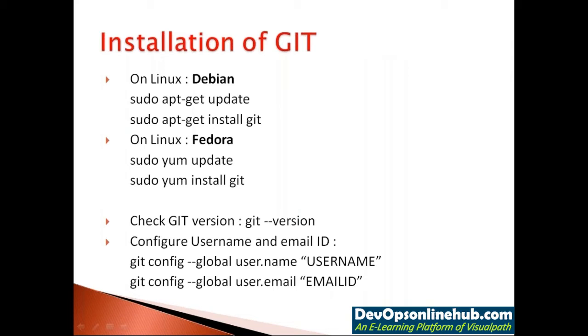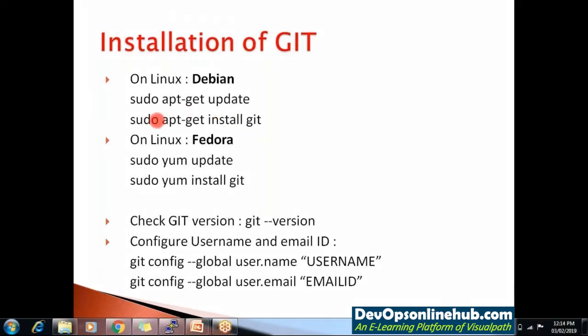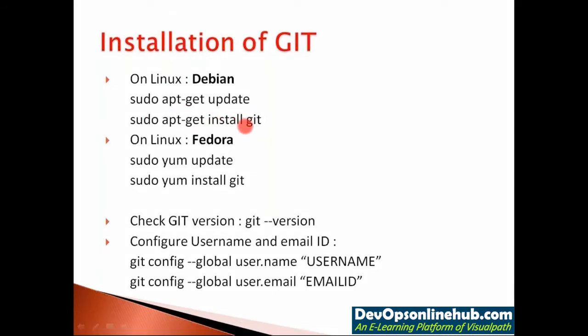First of all, we will see the installation of Git on Linux. If your Linux machine is Debian, we use apt for the installation. Simply run two commands. First, update our Linux using apt-get update, and after that install Git using apt-get install git. Here, this command.